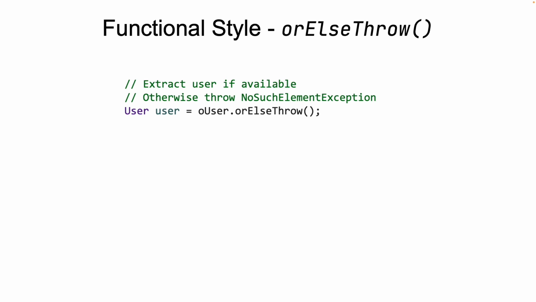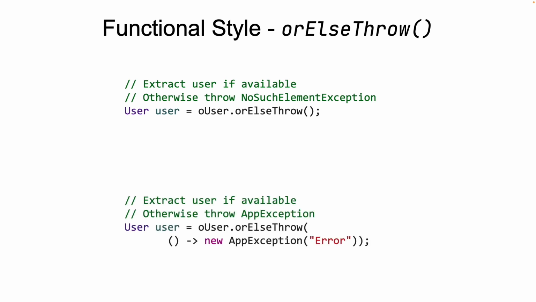But what if you want to throw a customized exception and not a NoSuchElementException? Can we do that? We can use an overloaded method of orElseThrow where we pass a lambda expression as the parameter. And inside the lambda expression, we can throw whatever exception we want. It's basically a supplier of exceptions.